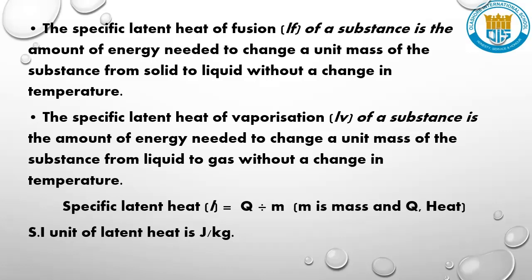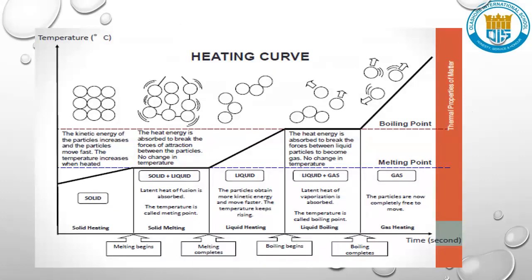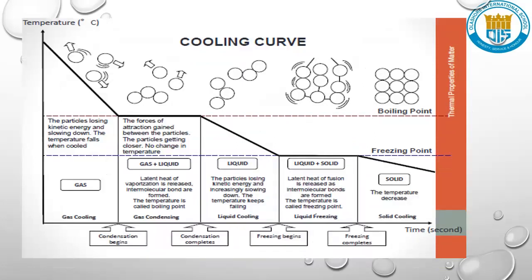And the SI unit for latent heat is joules per kilogram. You can see that there is nothing like degrees Celsius or Kelvin there. That's because temperature is not factored in during latent heat. The heating curve that you have on your slide, as well as the cooling curve, show you different things that happen when matter changes state. The flat horizontal lines you can see are the processes of change of state of matter. So pause the video, look at both curves, the heating curve and the cooling curve, and you'll be able to understand better what is happening there.